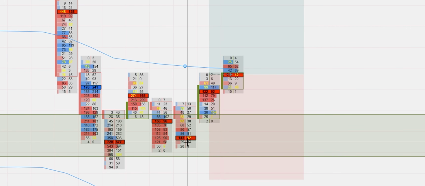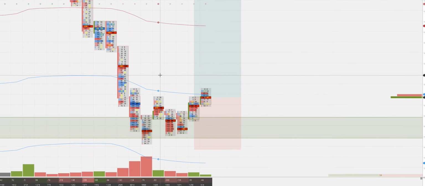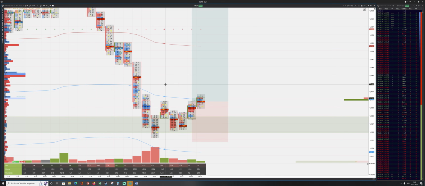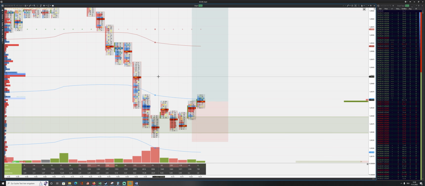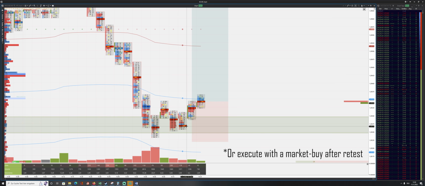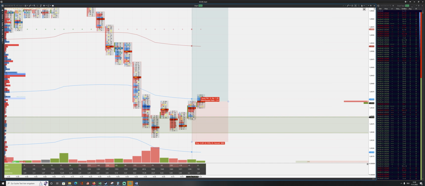In this case, we have 1, 2, 3 tests of the support area. I usually like to wait for at least 3 tests because then we have a very strong confirmation for a potential reversal. You can either trade, like I said, in an aggressive way, place a buy limit down here close to the bottom of the support, or you wait for a breakout and aggressive buying.